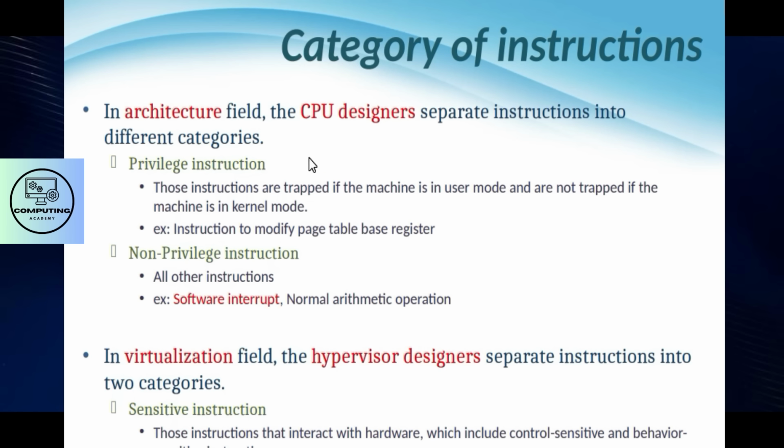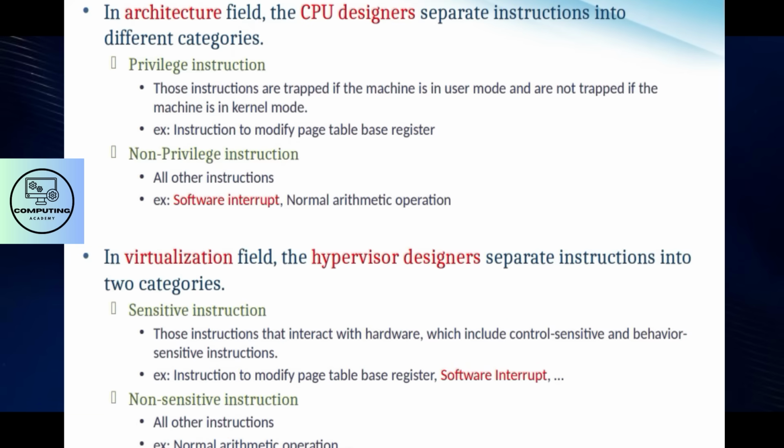So this was the basic example, and these were the two main categories of CPU designers, which are privileged instruction and non-privileged instruction. In the upcoming videos, I will be talking about these two categories in detail, so you have to stay tuned with me for my upcoming videos. Now let's talk further about category of instructions.